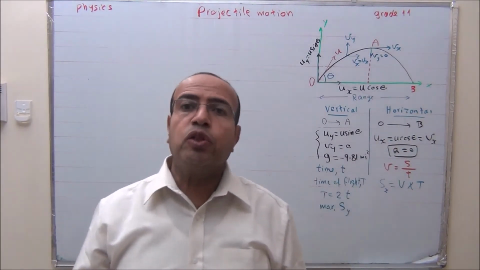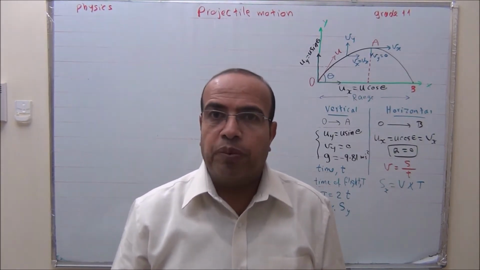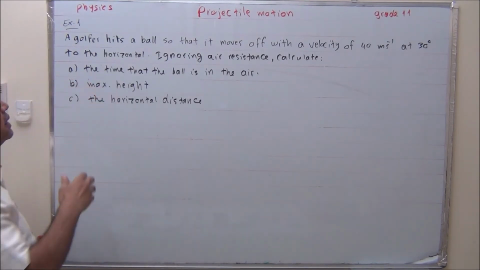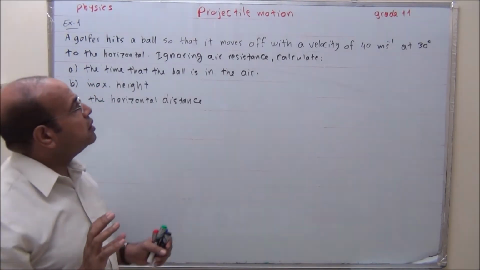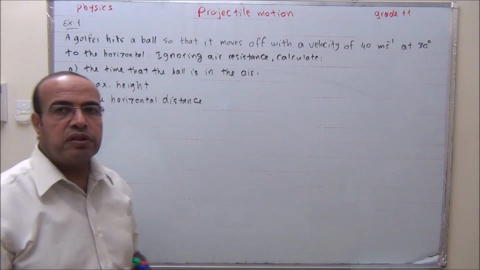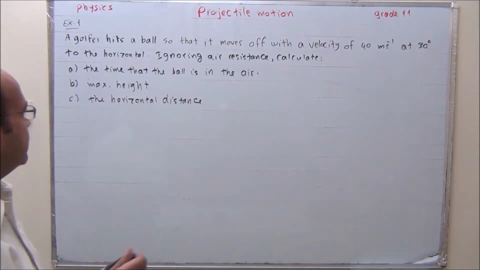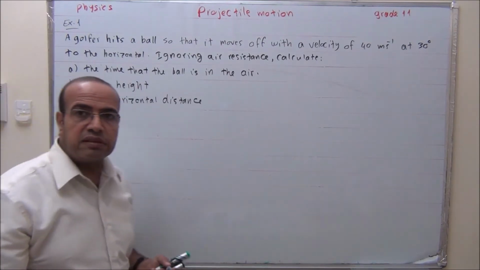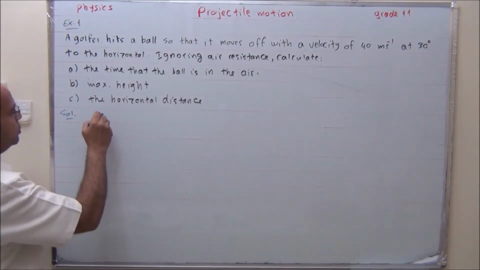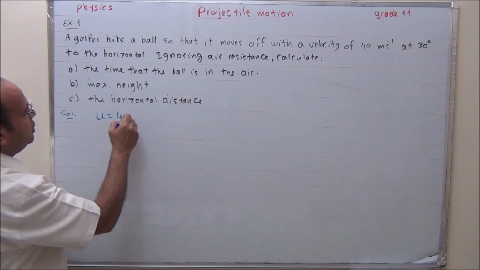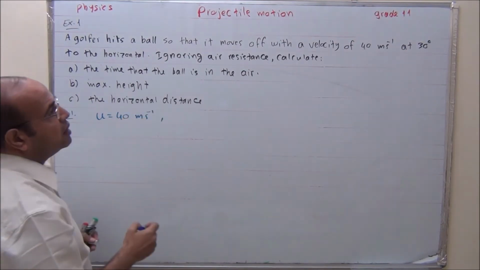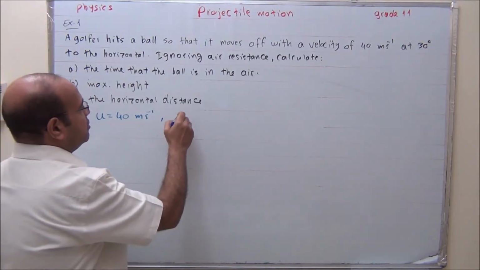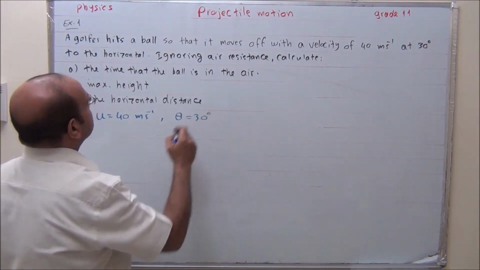Let us take two examples about this topic. Let us see this example. A golfer hits a ball so that it moves off with velocity 40 meters per second. The given is that the initial velocity u equals 40 meters per second at 30 degrees to the horizontal. So the angle of projection is 30 degrees.